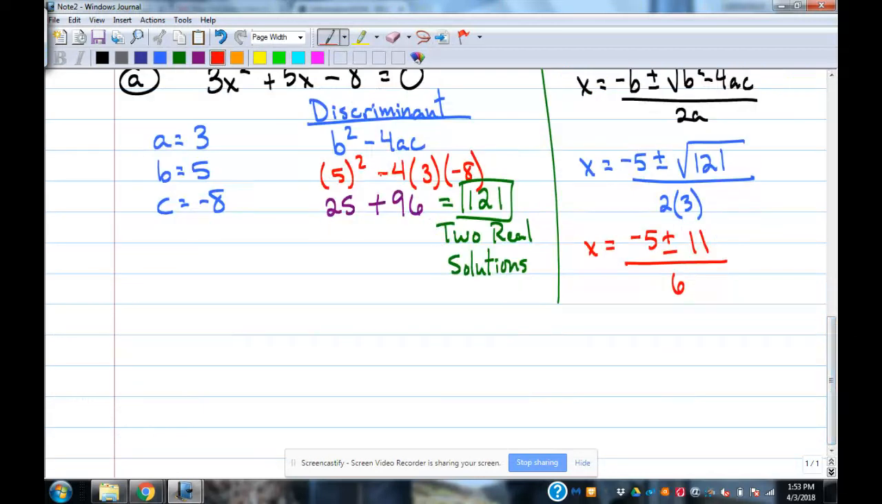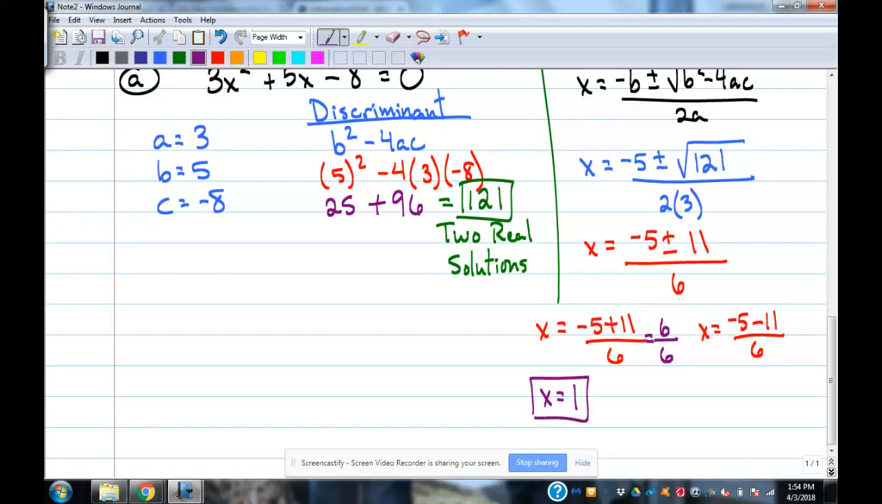So we have 2 equations to work out here. We've got -5 plus 11, that answer divided by 6, and we have -5 minus 11, that answer divided by 6. We got 2, that's where our 2 solutions are going to come from. -5 plus 11 over 6, -5 minus 11 over 6. And we're going to simplify those, work them out. -5 plus 11 would be 6. 6 divided by 6 is 1. One of our answers is 1.